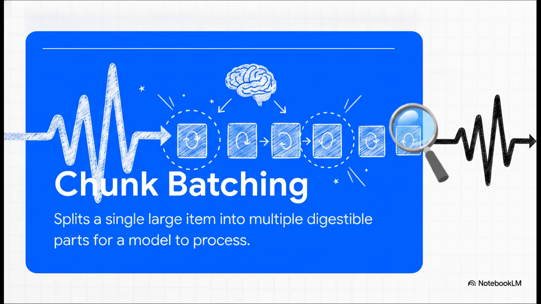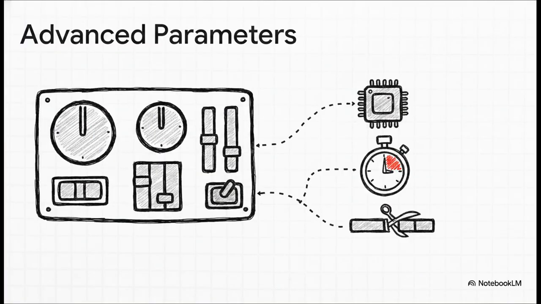Instead of you having to write the tedious logic to chop it up, process it, and glue the text back together, the pipeline does it automatically. It slices the large item into digestible parts, processes them, and hands you back a nice, cohesive output. It is a huge time saver. And there are a few other specific parameters tailored to make your life easier.